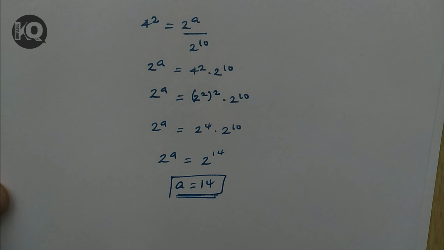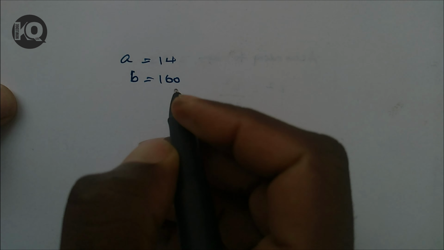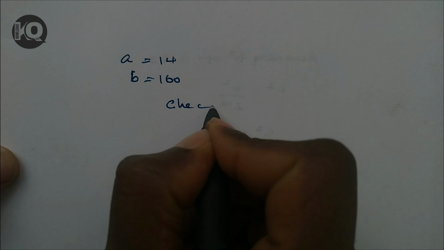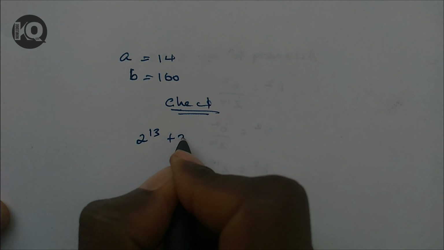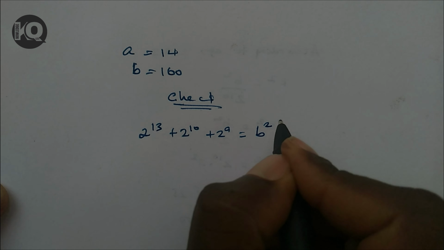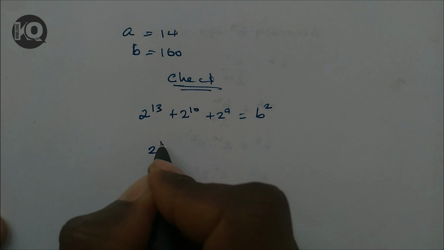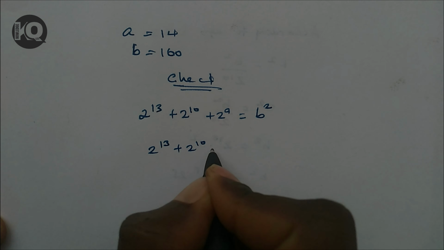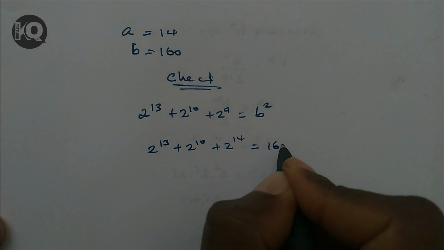But now we have to check. So we got a, which is equal to 14, and b, which is equal to 160. Let's check whether the answer is correct or not. So 2 to the power of 13 plus 2 to the power of 10 plus 2 to the power of a, which is equal to b square. So let's substitute the value of a and b. 2 to the power of 13 plus 2 to the power of 10 plus 2 to the power of 14, which is equal to 160 square.